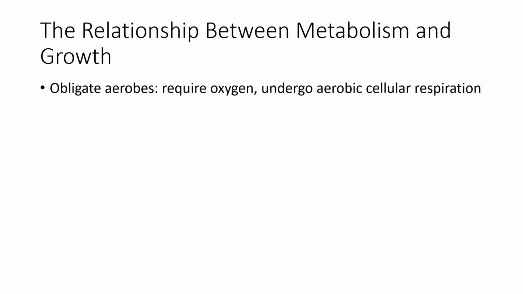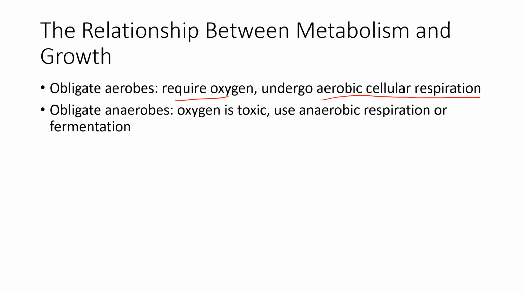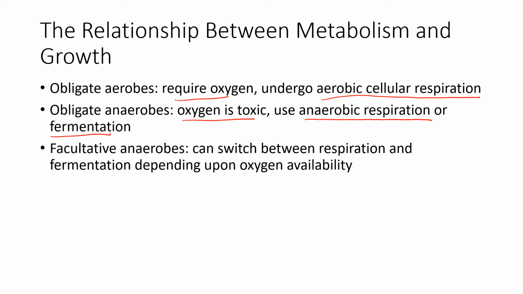So the relationship between metabolism and growth, I always cover these topics together because metabolism is essential for growth, and growth is a metabolic process. So obligate aerobes are bacteria that require oxygen, therefore they undergo aerobic cellular respiration. Obligate anaerobes are a type of bacterium for whom oxygen is toxic, and so they make ATP via anaerobic respiration or fermentation. And finally, facultative anaerobes can switch between respiration and fermentation depending on oxygen availability. So it depends again on the type of bacterium. Some are very rigid in their requirements, and others have options, and they can switch back and forth.